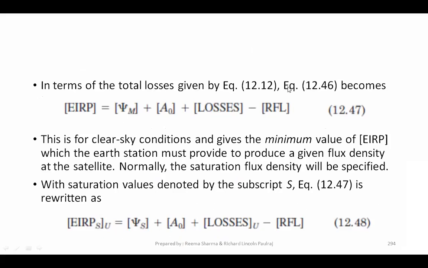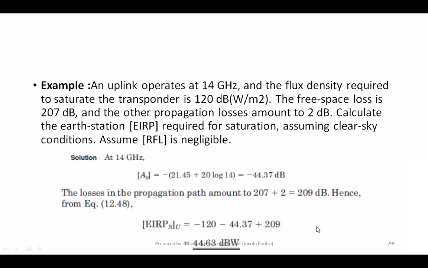So in terms of total losses, the EIRP is nothing but your psi m, A naught, then your losses, and then your RFL. Now for clear sky conditions, the minimum value of EIRP where your Earth station should provide a given flux density, we need to have certain values to be maintained. If those values are not maintained, then the losses are high. Let us see one example and try to understand what these are.